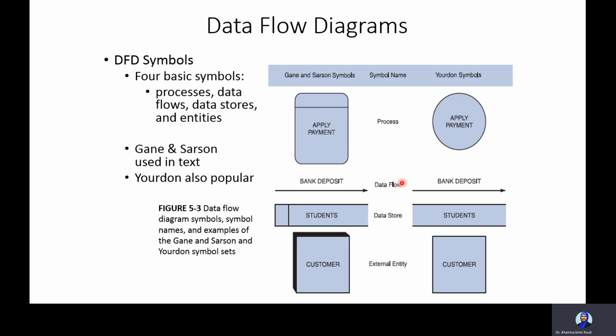Next one is data flow. Data flow shows where the data comes from and where it goes to. So normally we just draw an arrow. Make sure it has an arrow and label it with the data. Both Gane and Sarson and also Yourdon have the same symbol. Just one arrow, and we label it.